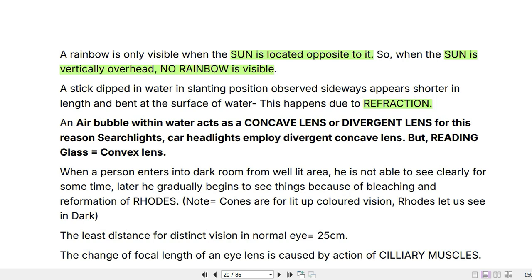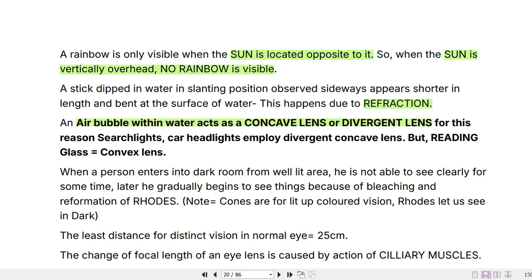That occurs due to refraction of light. Then we have an air bubble within water. An air bubble within water acts as a concave lens, or divergent lens.